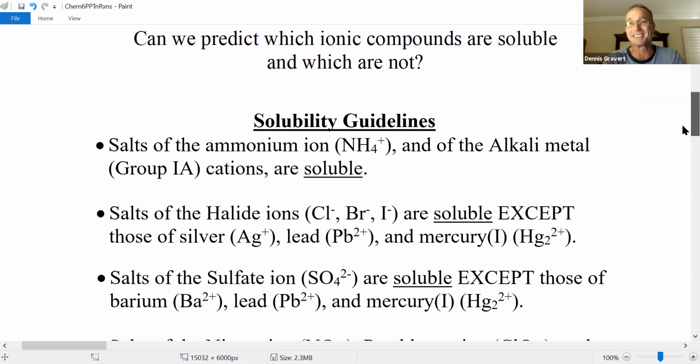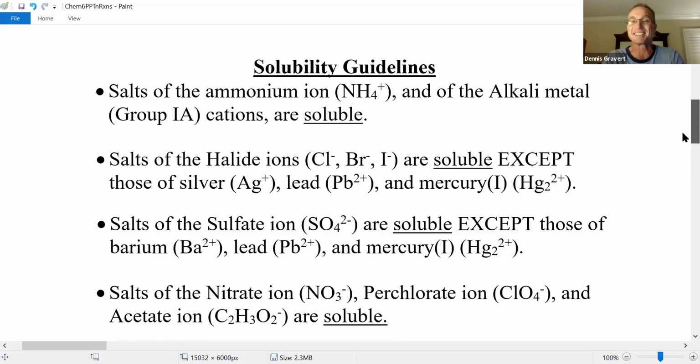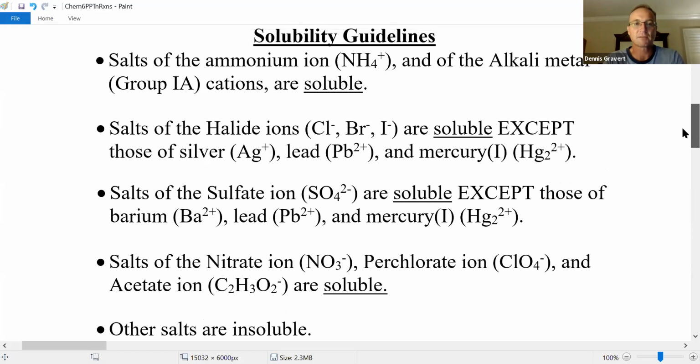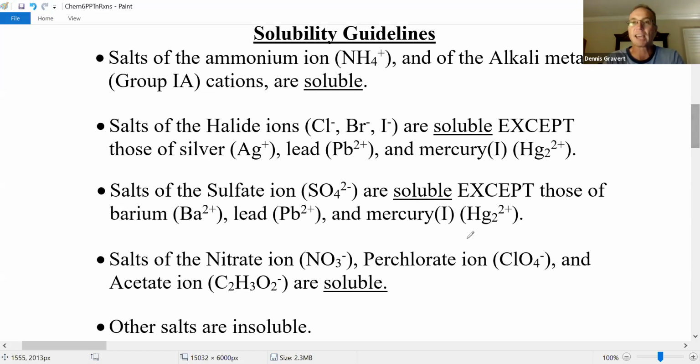Yeah, more guidelines. Like dissolves like was really nice and simple, but it doesn't cover everything. So here's an attempt to cover more cases. There's actually five guidelines. The last one is like a catch-all. If it's not on the list, all other salts are insoluble. They don't dissolve. So the solubility guidelines really reduce to four things we need to remember.